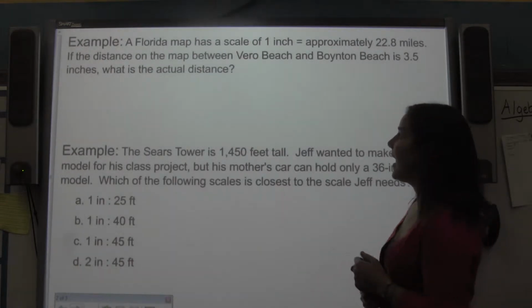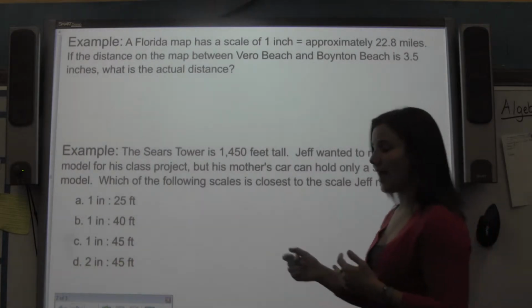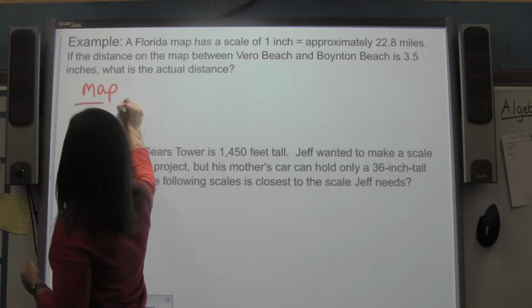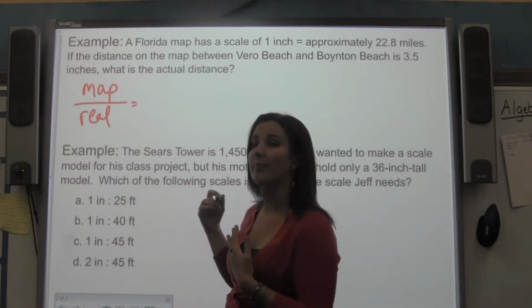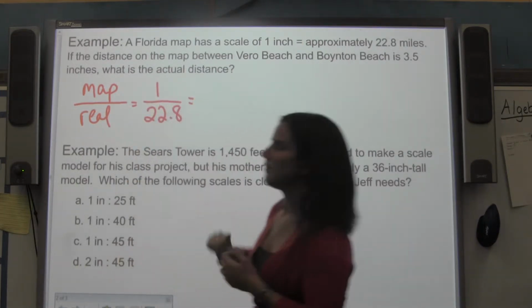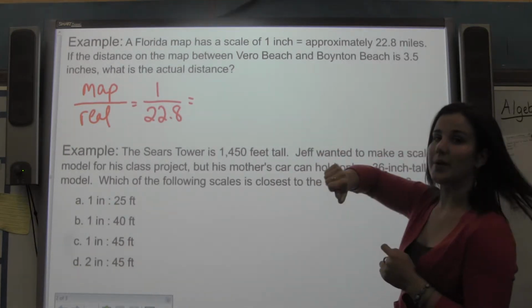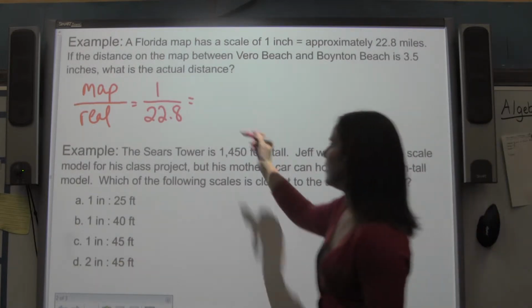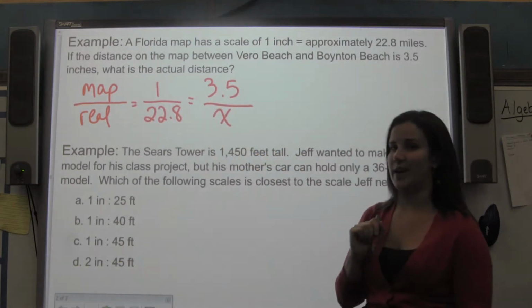A Florida map has a scale of 1 inch to approximately 22.8 miles. So again, I have the map versus the real life. And the scale I have, and this is what I'm going to go by even though it says approximately, is 1 to 22.8. If the distance between Vero Beach and Boynton Beach is 3.5 inches, I want to know what the actual distance is between those two beaches. So the drawing, or the map, has 3.5, and I want to know what this x is right here.